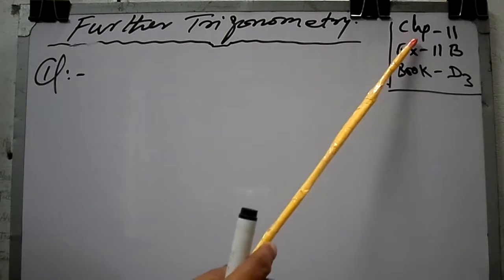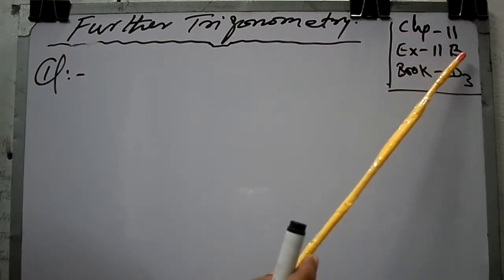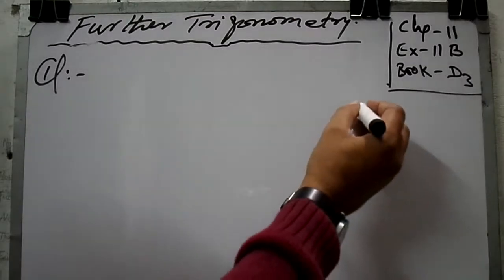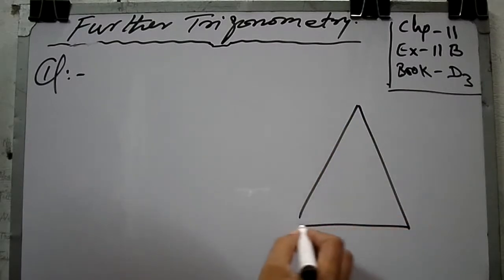Today we will discuss chapter number 11, exercise 11B, book D3, further trigonometry. Question number 1. In question number 1, find the area of the following figures. That is in figure number A. You see here, first of all, you have to draw the figure.